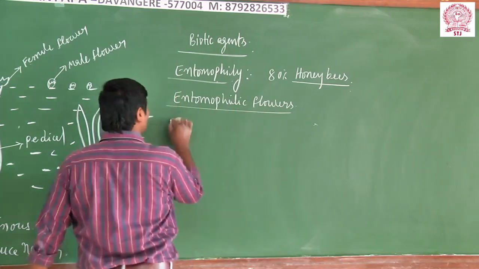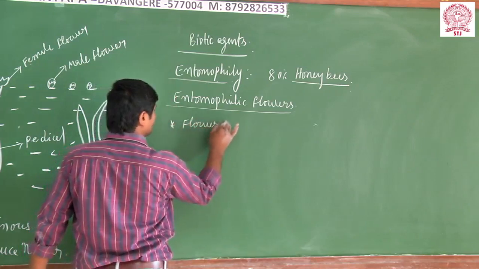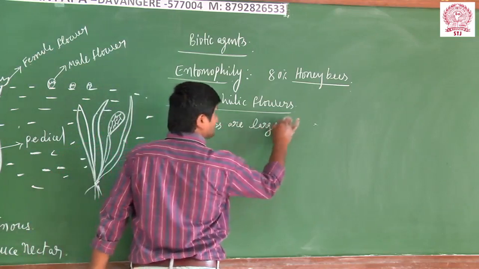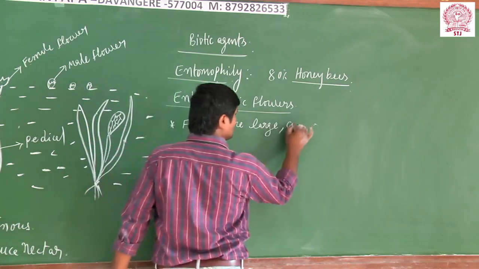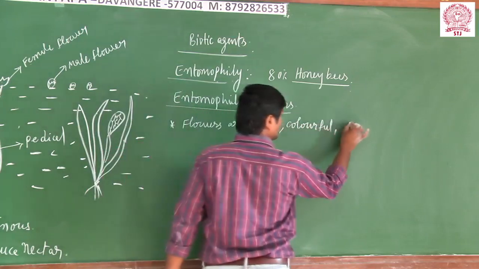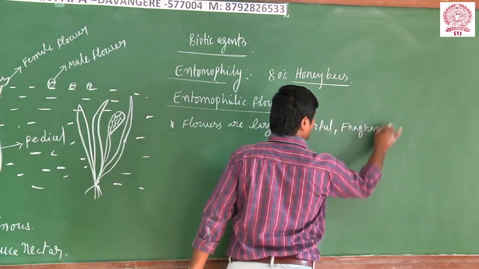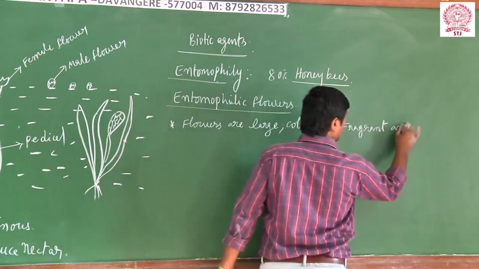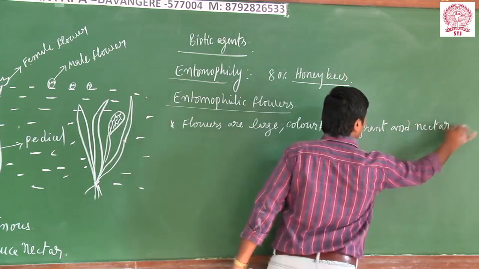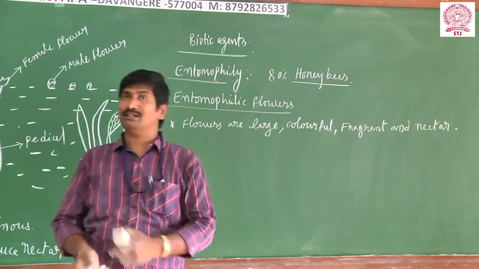The flowers are large in size, colorful, fragrant, and secrete nectar. These are the important characters of the entomophilic flower.